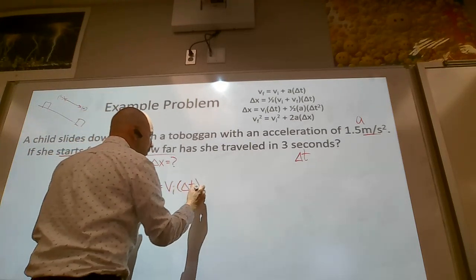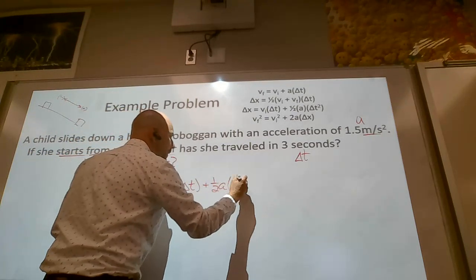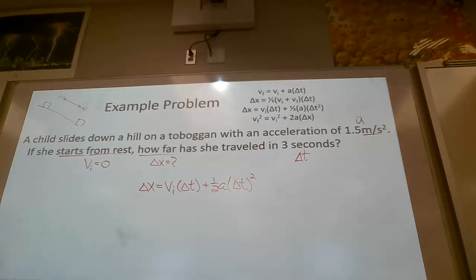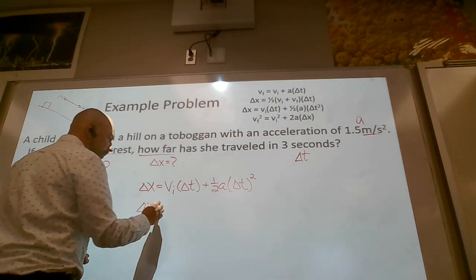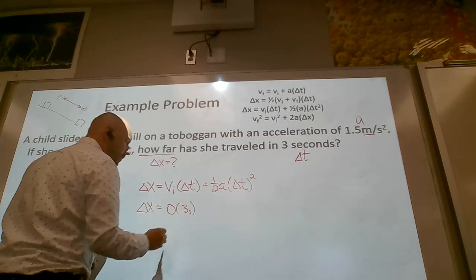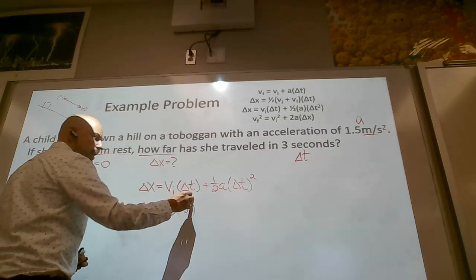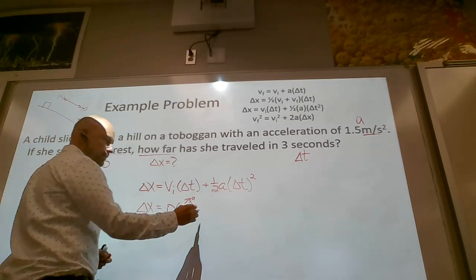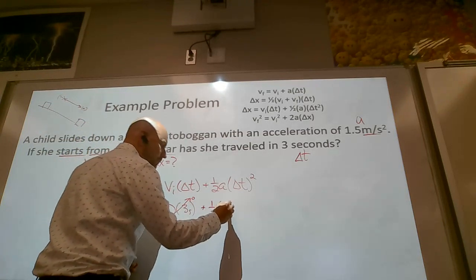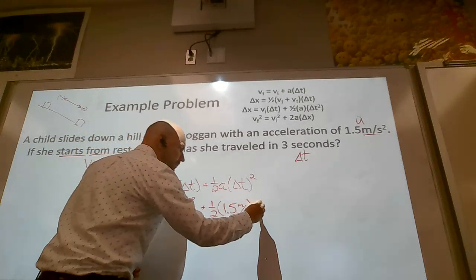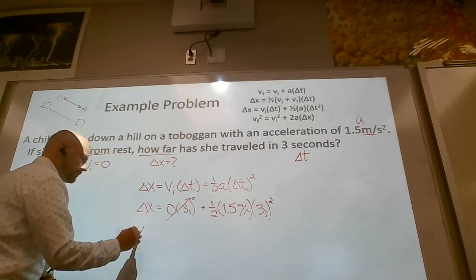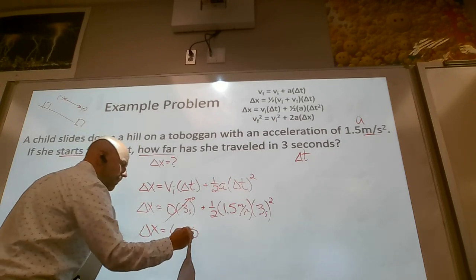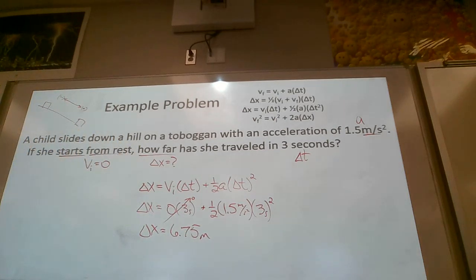You're going to write your original equation before you plug in any numbers, to show me which one you're going to use. Now you can plug in numbers. Notice that your initial velocity is 0, so that knocks that term to 0. Doing the math, you get that.